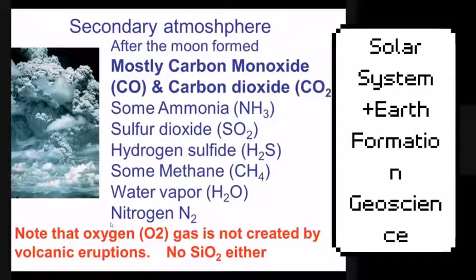So yeah, there was no oxygen when Earth first formed. There was no oxygen even after the secondary atmosphere came into play. For the first billion years of Earth's history, just nothing, no oxygen. There are other gases, there's carbon dioxide. Earth had an atmosphere, it just wasn't what we have right now.